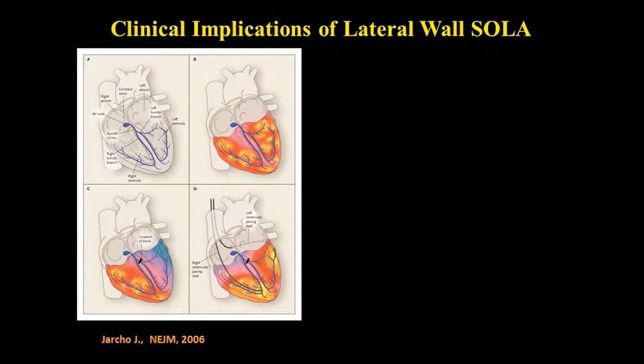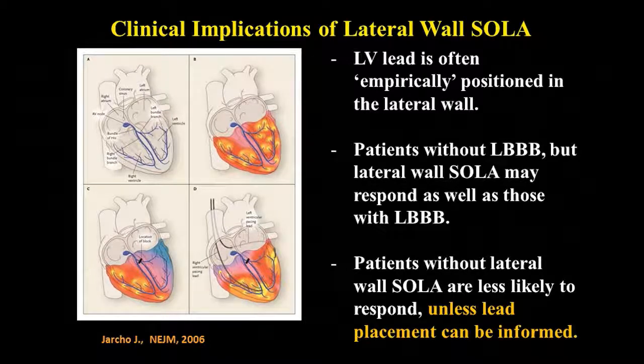Okay, and when you put a CRT lead in the lateral wall of the left ventricle, you're trying to improve this timing of contractility and synchronize the contraction between the septum and the lateral wall. This is how CRT is typically placed, with one lead of the LV lead going in somewhere in the lateral wall. Okay, so the LV lead is often empirically positioned in the lateral wall. So you can imagine if a patient has a left bundle branch block, every time the LV lead is in the lateral wall, of course they're going to improve, because the way CRT is implanted is effectively only targeting a left bundle branch block pattern.